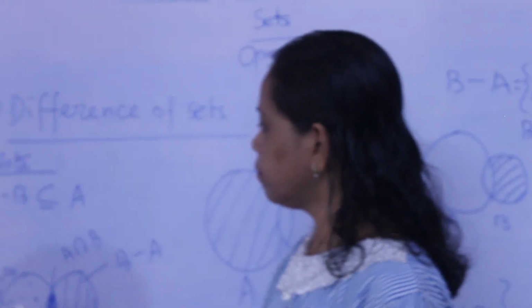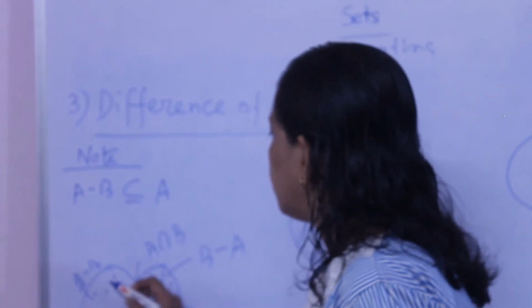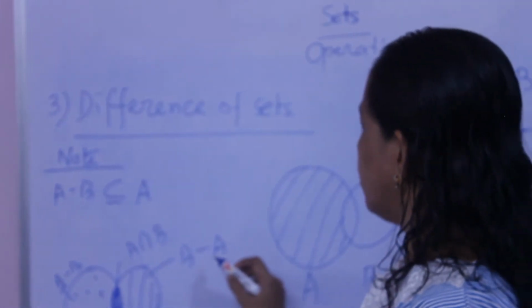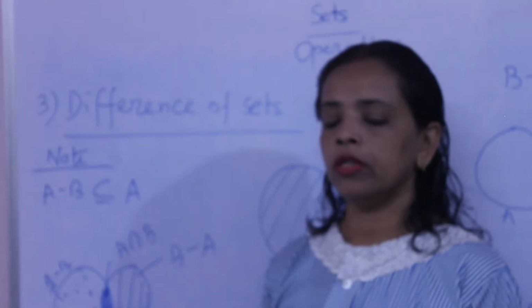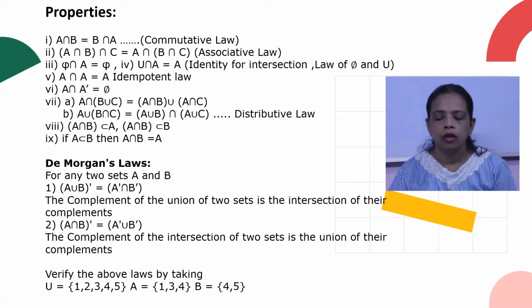So A minus B, A intersection B, and B minus A, these three are disjoint sets. So these three sets are void sets. Now let me explain the properties of sets one by one.